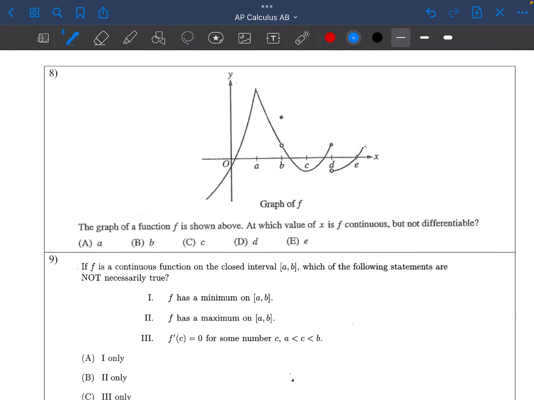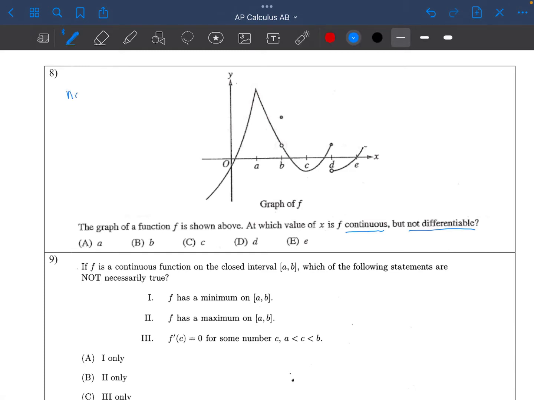And for problem number 8, we have a cool little function up here, and we're looking for a value of x that is continuous but not differentiable. So it's 2 things. It has to be continuous. It has to not be differentiable. So let's go through all these in order. The old definition of continuity is don't pick up your pencil, right? So if I'm coming here, did I pick up my pencil to do that sharp corner? No. So this point right here is continuous.